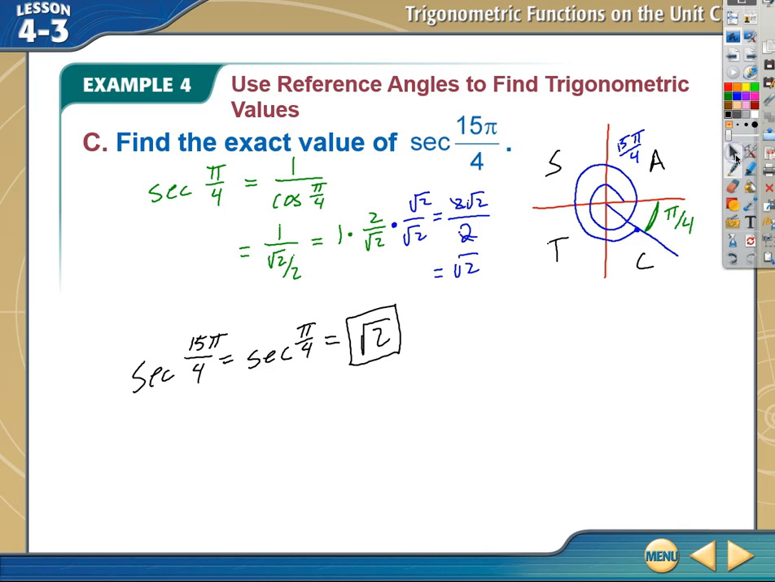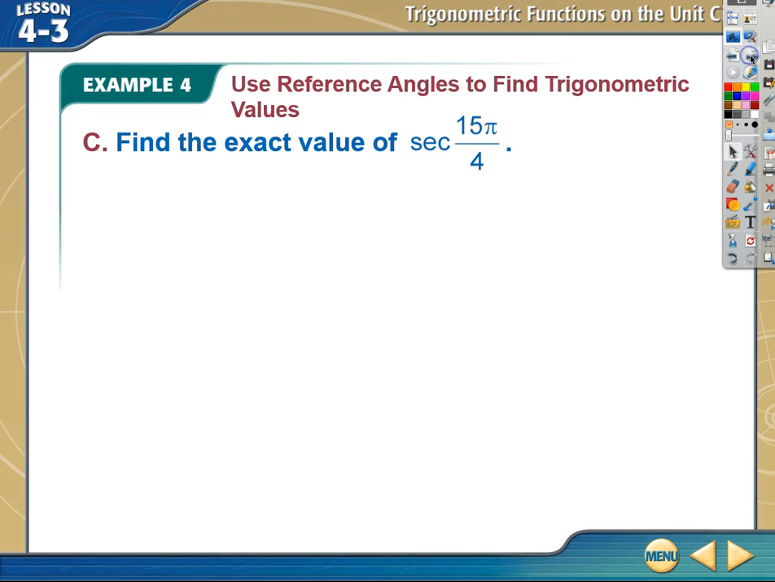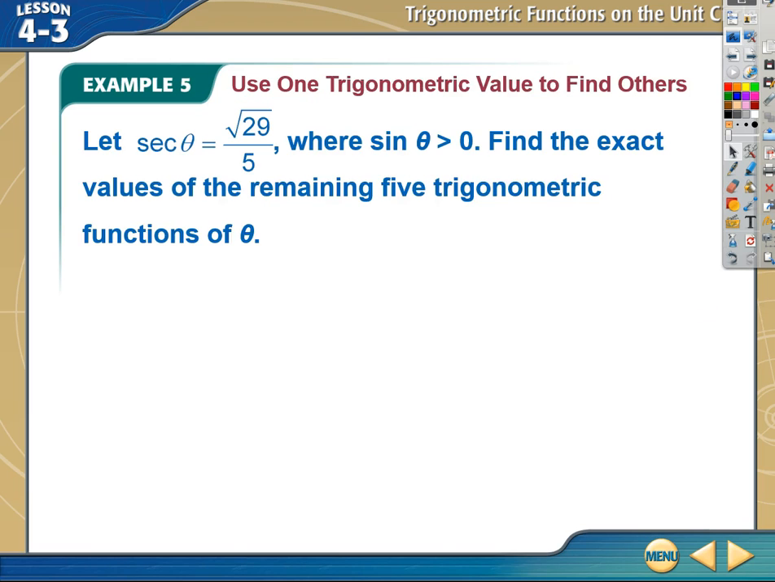I know, it's a lot. Here we go. Let's see what's next. All right, example 5. Let secant of theta equal square root of 29 over 5. Okay, second to last example, we're almost done. Where sine of theta is greater than 0, find the exact values of the remaining 5 trigonometric functions. So when you're given this, it's like, holy heck, how do I figure this out?